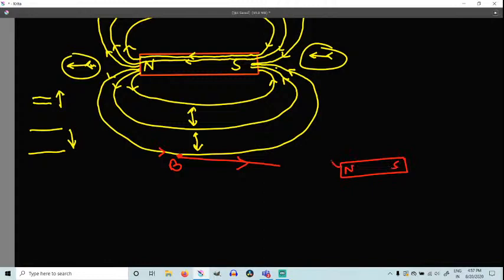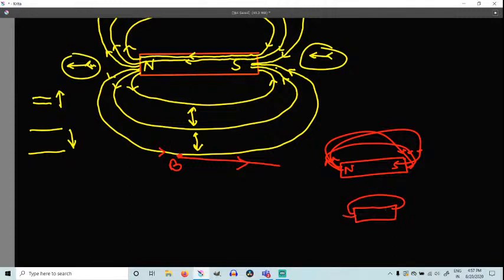Now I see children doing like this, so they don't get any marks, and then they come complaining, "Sir, I drew it correctly, look, it is coming out from the North, going into the South, why didn't you give marks, sir?" So you can see what have they done? They draw like this and like this, and they come. So both these are wrong.